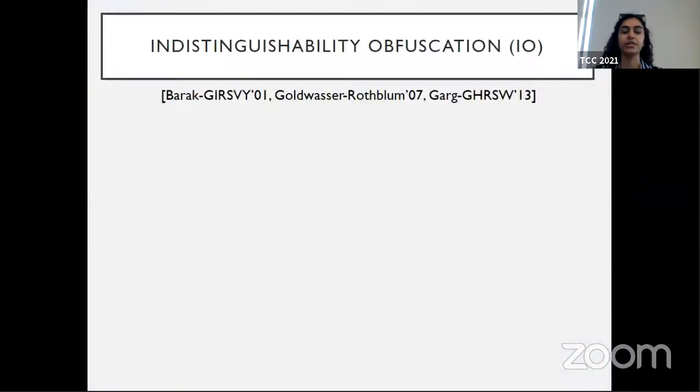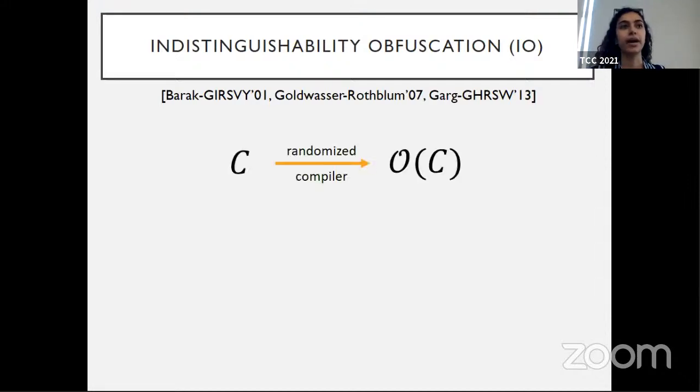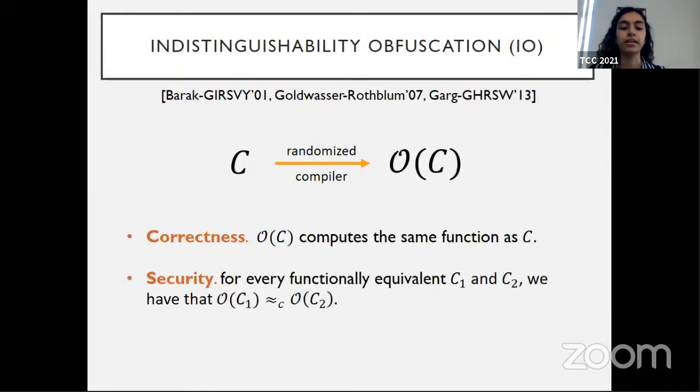I'll start by defining the notion of indistinguishability obfuscation. We think of an IO scheme as some randomized compiler that takes a circuit C and produces an obfuscation of that circuit. We want the obfuscation to compute the same function as the original circuit, and also that for any two functionally equivalent circuits, i.e. circuits with the same truth table, their obfuscations are computationally indistinguishable.